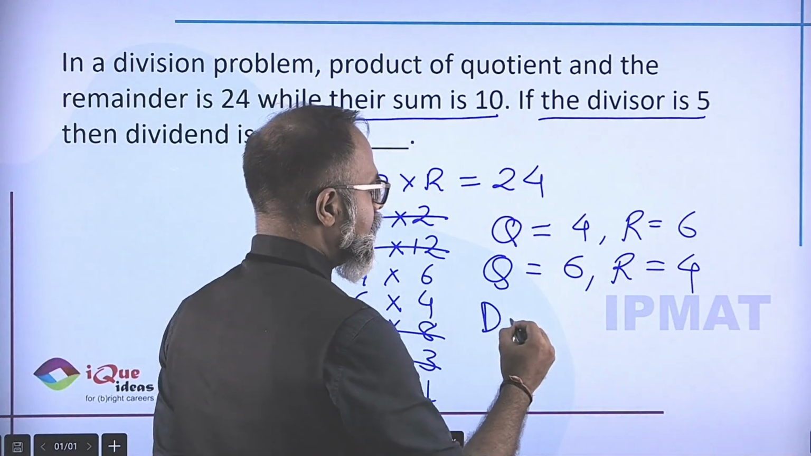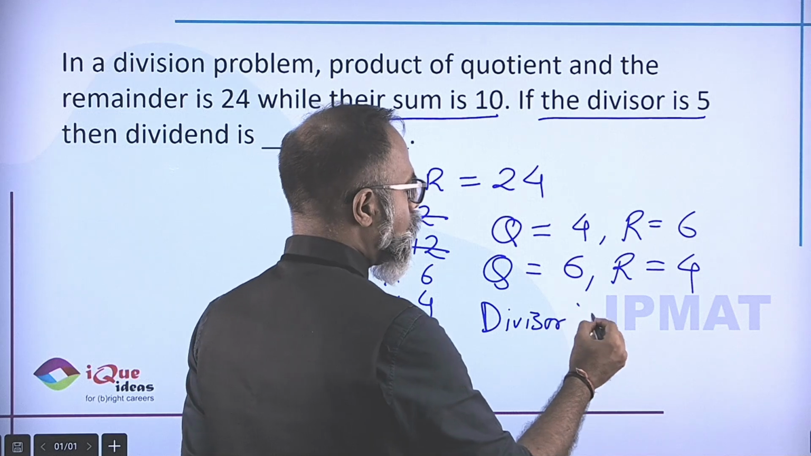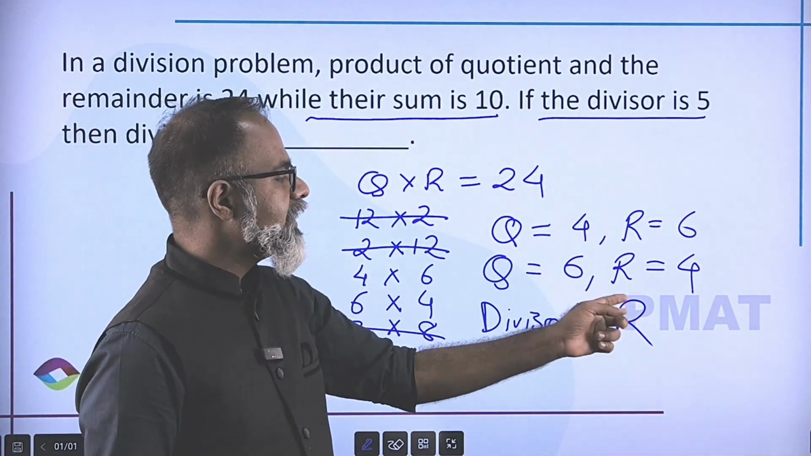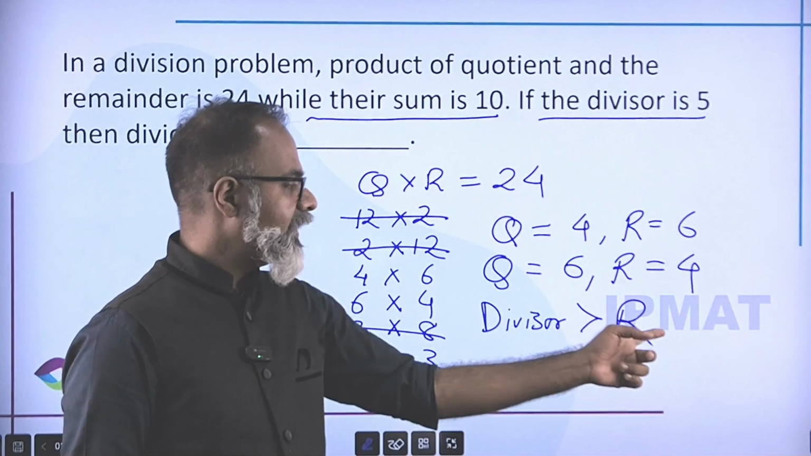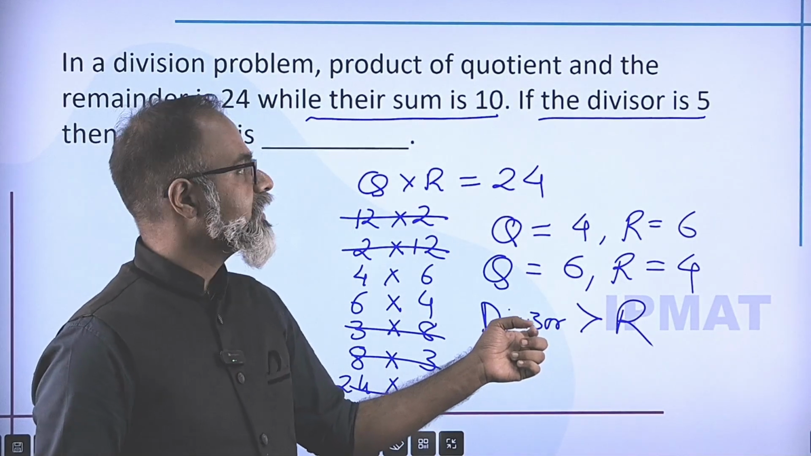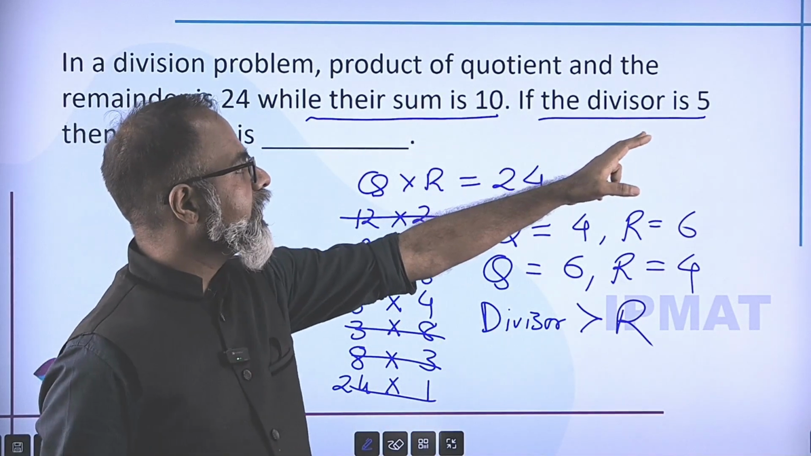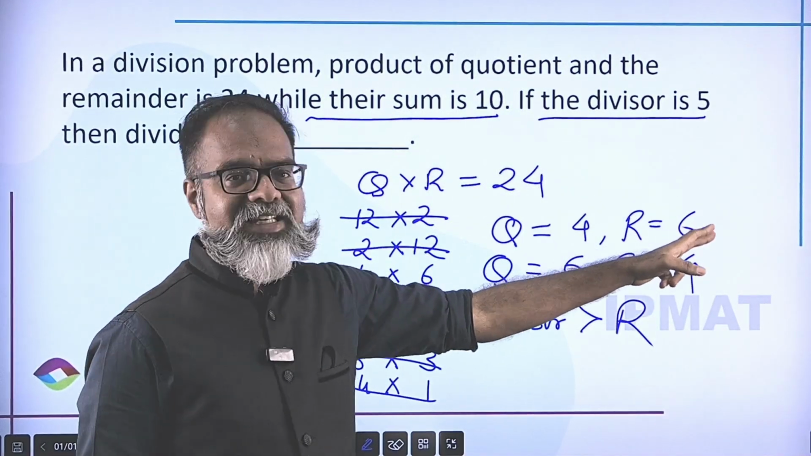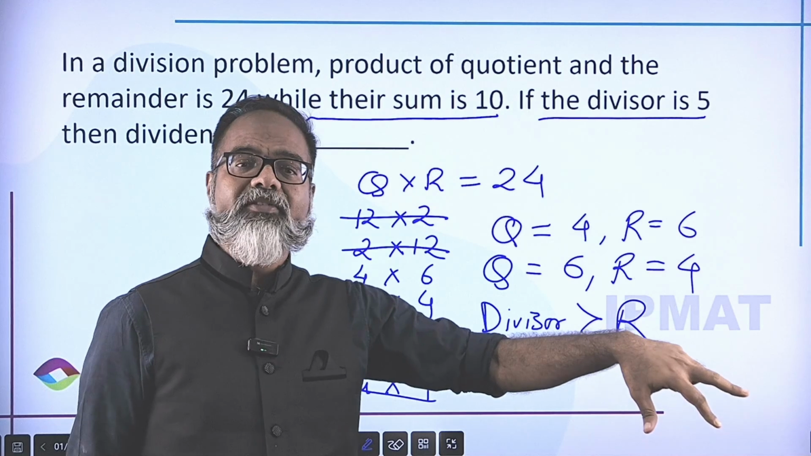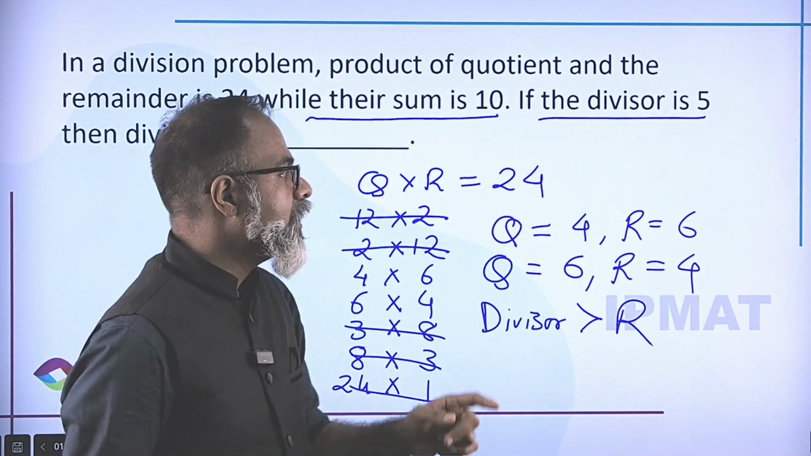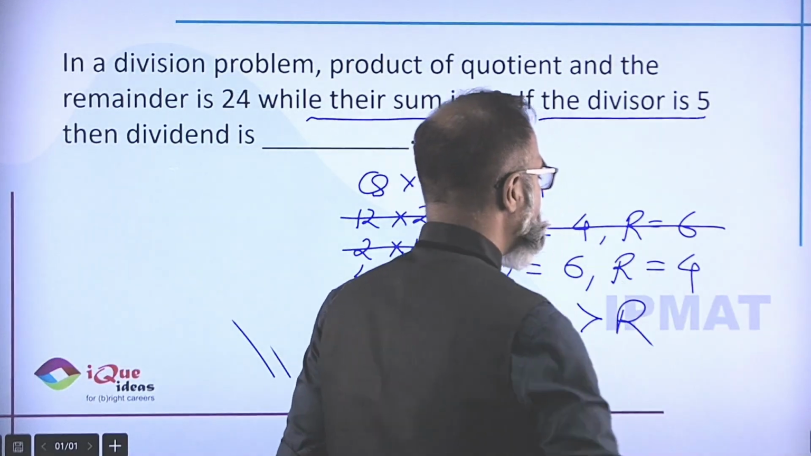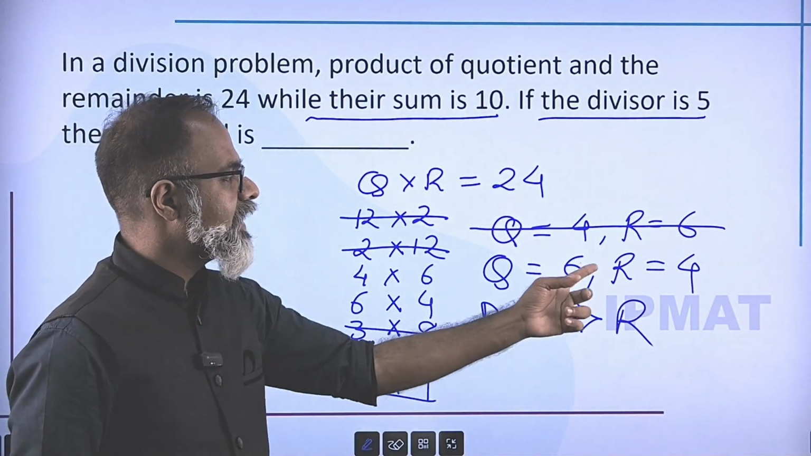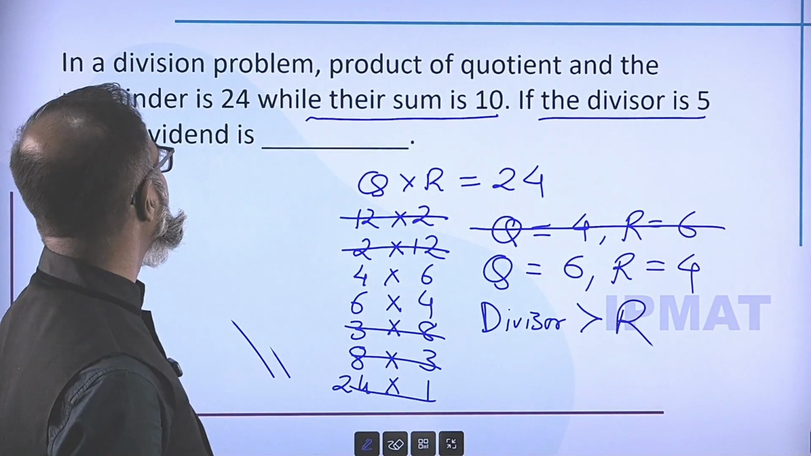Remember, the divisor must always be greater than the remainder, because if the divisor is less than the remainder, then the remainder itself is divisible by the divisor. Correct? So if the divisor is 5, the number is being divided by 5, I cannot have 6 as the remainder, because 6 again is divisible by 5 and gives a remainder 1. So it also helps me eliminate this. So then my quotient in this case must definitely be 6 and my remainder must definitely be 4.